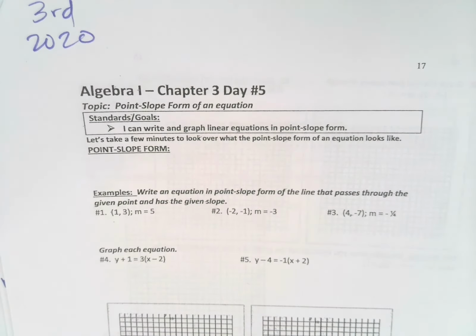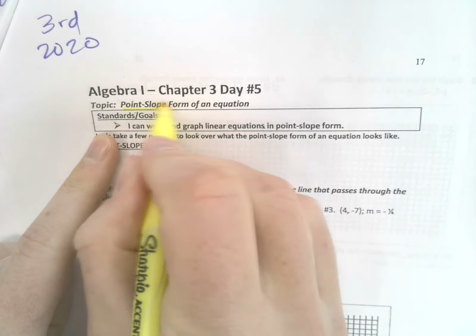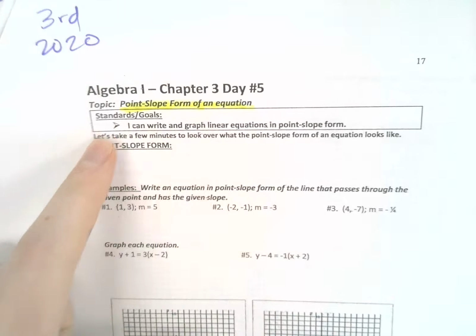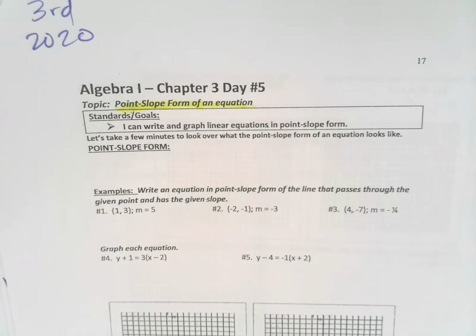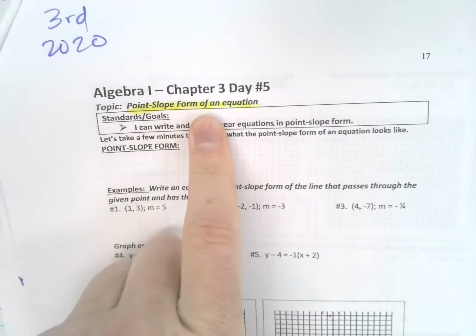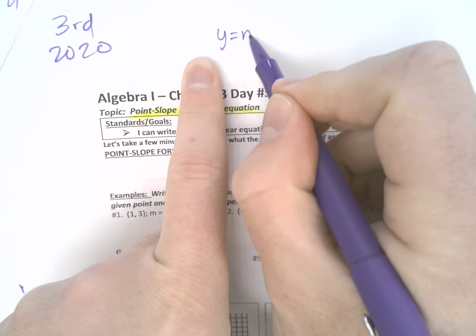As far as day 5 is concerned, Jaslyn, what's the topic going to be today? Yeah, point slope form. Now, wait a minute. We talked about another form. Ben, what was that other form we dealt with? What was that form we've been dealing with these last couple days?